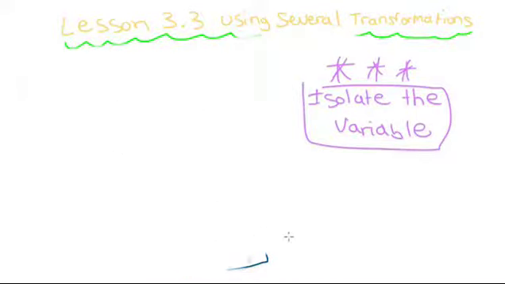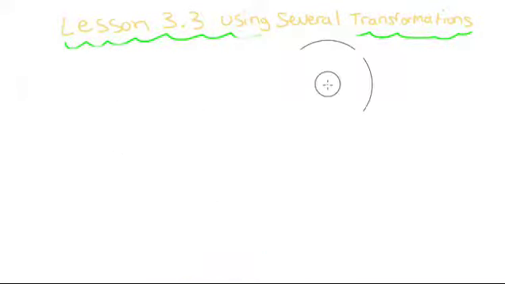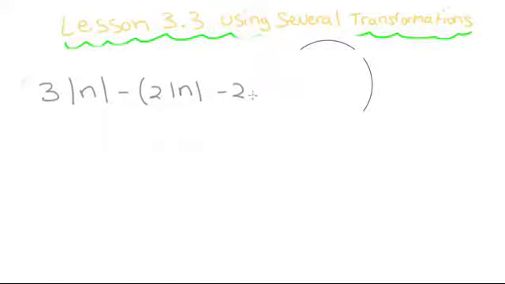So let's do one more here because I'm kind of running out of time now. So this is a kind of hard one. 3 times the absolute value of n minus the quantity 2 times the absolute value of n minus 2 is equal to 9.